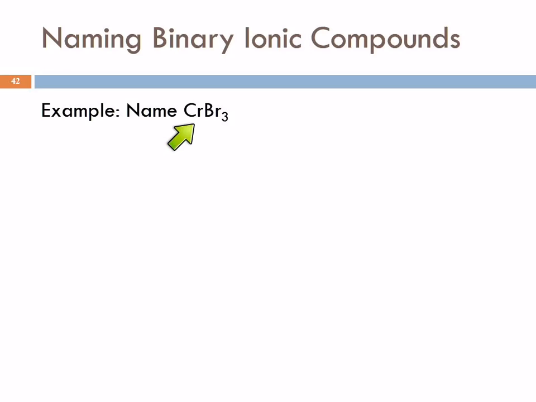So we look at the first element and we ask ourselves, is it a metal? Yes, chromium is a metal, and its name is chromium. So we write chromium, that's the element name. Then we ask ourselves, is it in groups 1A, 2A, 3A, zinc, or silver? No, it's not. We need a Roman numeral.